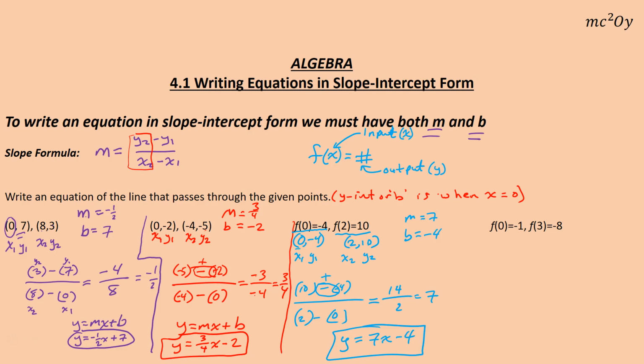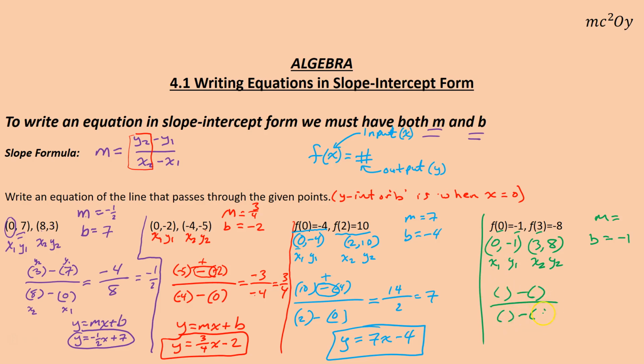Okay, and then that last one there, I'm hoping that sometimes you guys are just pausing it and trying them before I try them. But that last one, I'm going to have the ordered pair 0, negative 1. There's x, my input, my y output, and then 3, 8. x1, y1, x2, y2. m equals, b equals, well, b is negative 1 because of the y-intercept. It's when x is 0.